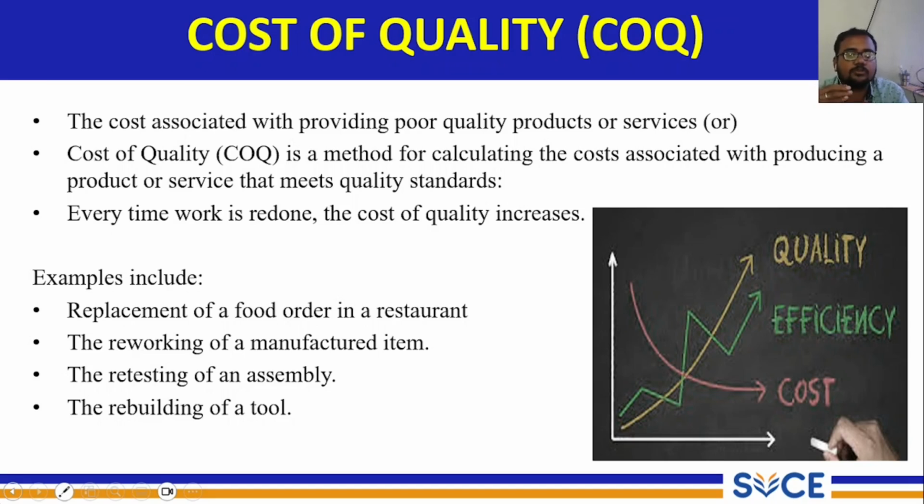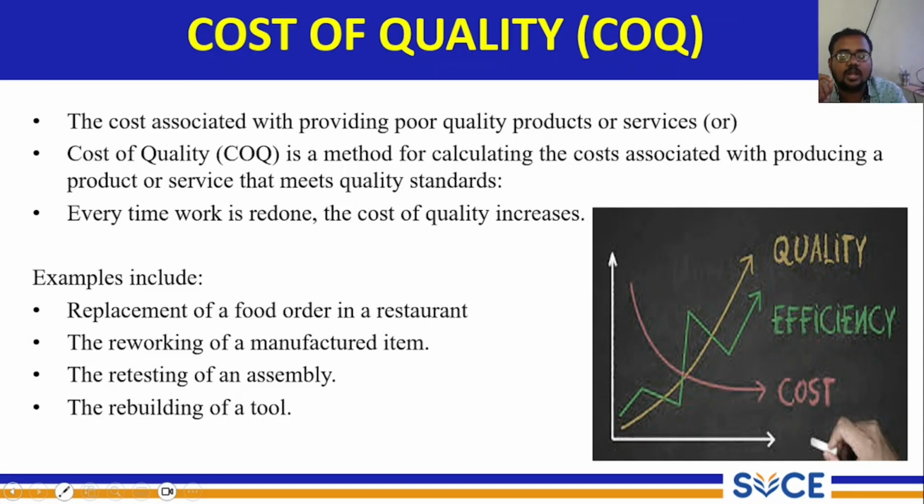For every process or every activity involved in bringing out a product, there are a few costs involved. The costs associated with providing a good quality product are called the cost incurred for the product, whereas the cost associated with meeting the required standards, right? The cost of quality is a method for calculating the cost associated with producing a product or service that meets the quality standards. So that is what cost of quality refers to.